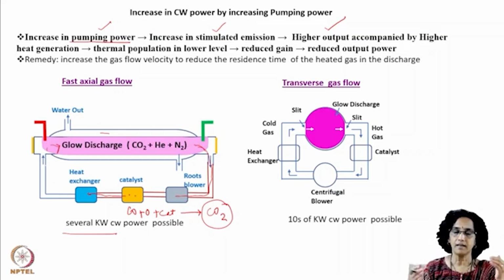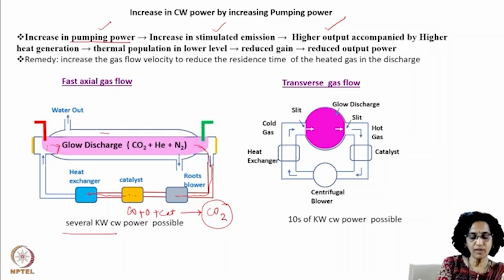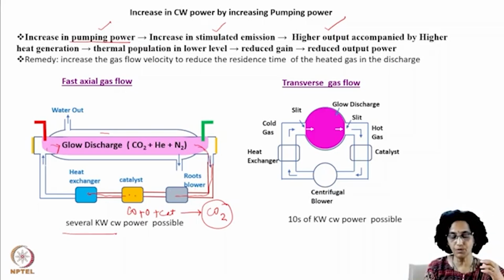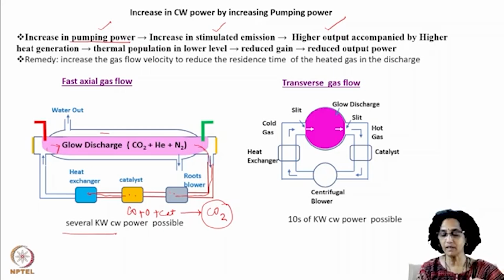As I said, increasing the length, suppose a typical length is about 1 meter. You are flowing the gas all along the length, and therefore the pressure head, that means the requirement from the pump, the roots blower, becomes high, and therefore you have to use a high capacity roots blower. So if you want to increase any further, then the limitation comes from the pumps that we are going to use. So the other method is to make use of transverse gas flow.